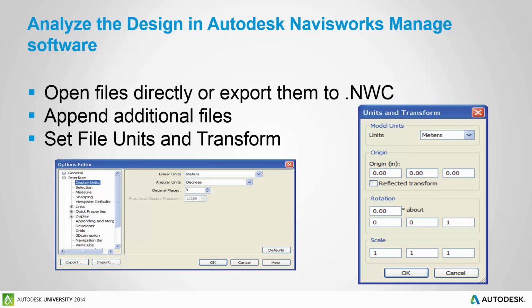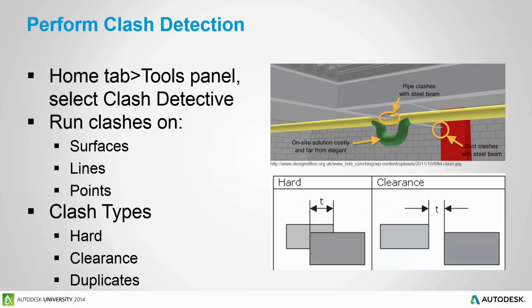And when you're appending a Revit architecture file, you'll know that it doesn't always line up properly. That's because most architects will have their Revit model based at 0, 0, and most civil firms will have their files based at the real coordinates in the real world coordinates. And so you will need to set the file units and transform the files so that they line up properly. Once they're all lined up, you can go in and perform a clash detection.